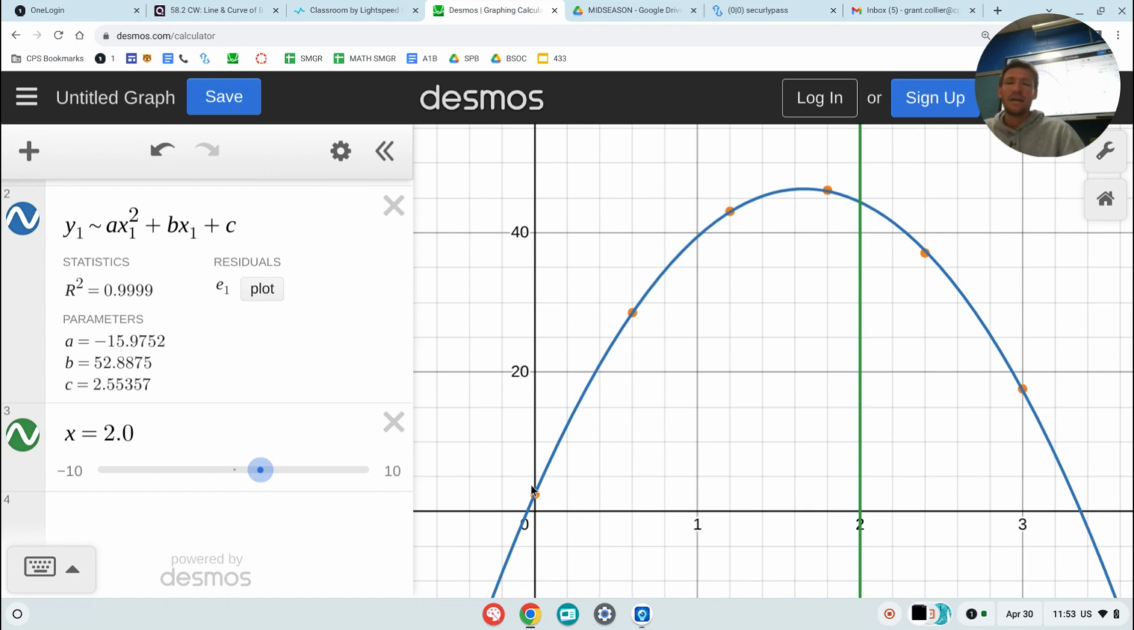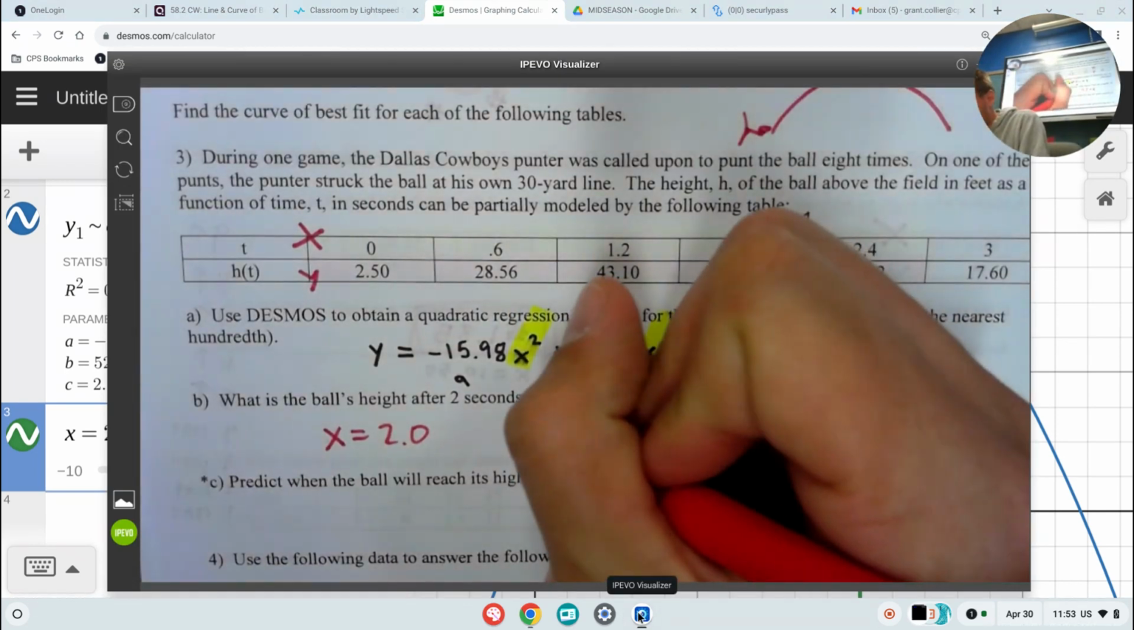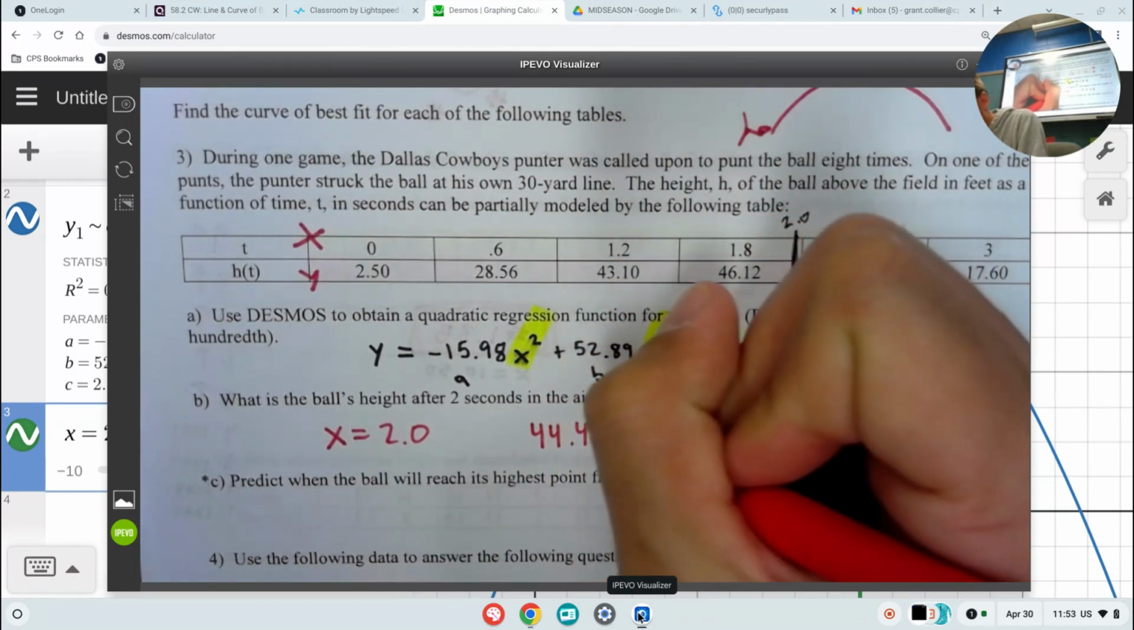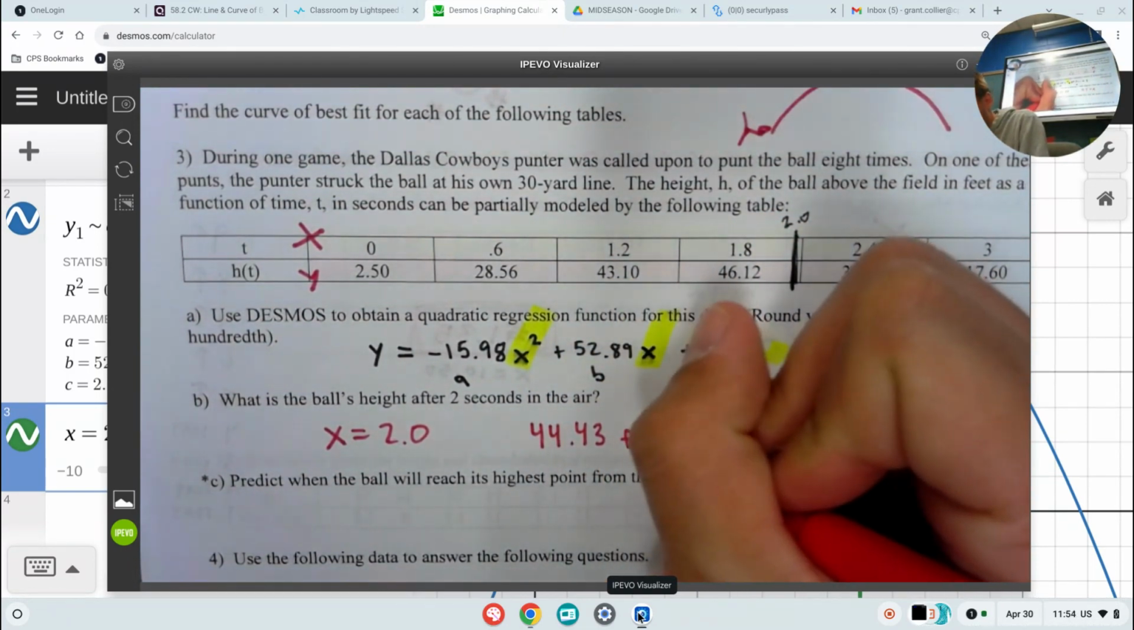Here's the kicker. He kicks it. Higher, higher, higher. Here's 1 second. Higher, higher, higher. It gets to the top. Now it starts to go down. Here's 2 seconds. This is when we want to look. And then it starts going down, 3 seconds, and then it hits the ground. At 2 seconds, how high is the ball? 44.42. Round it up to 44.43. 44.43 feet.